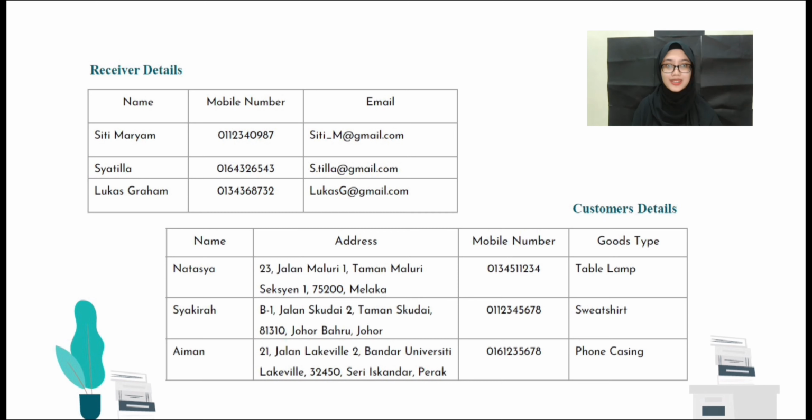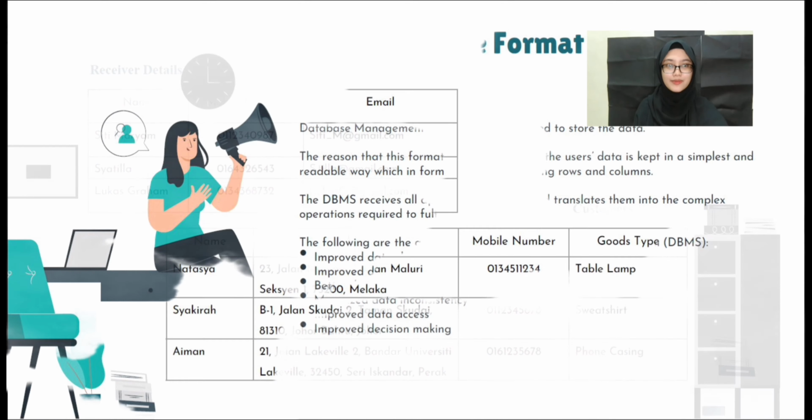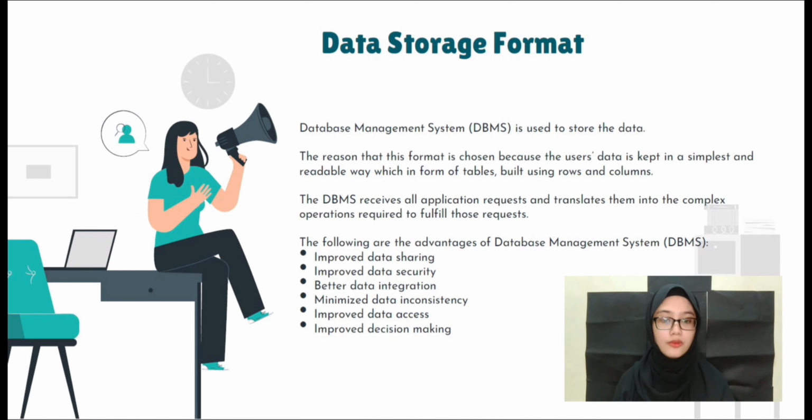As in the customer's details, the attributes that need to be in are the name, mobile number, and email. Meanwhile, for receiver details, the attributes that need to be in are name, address, mobile number, and goods type.